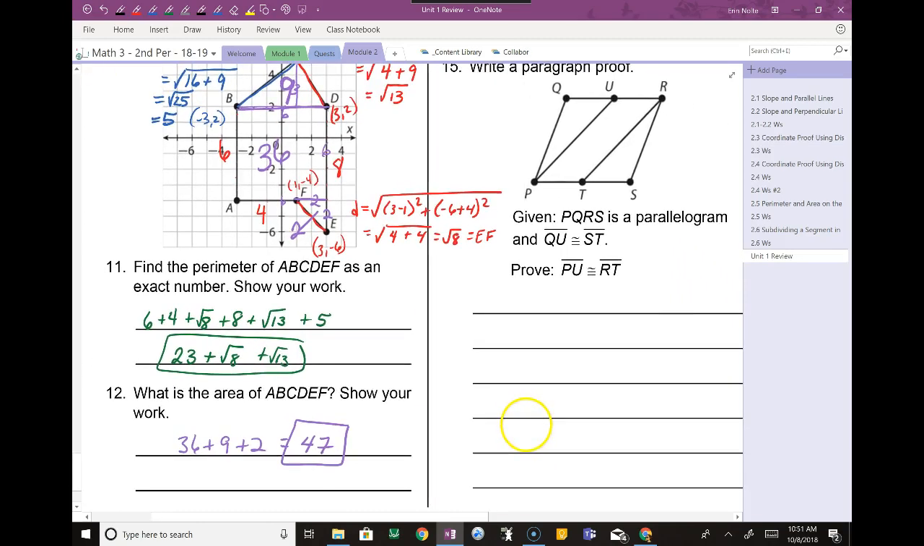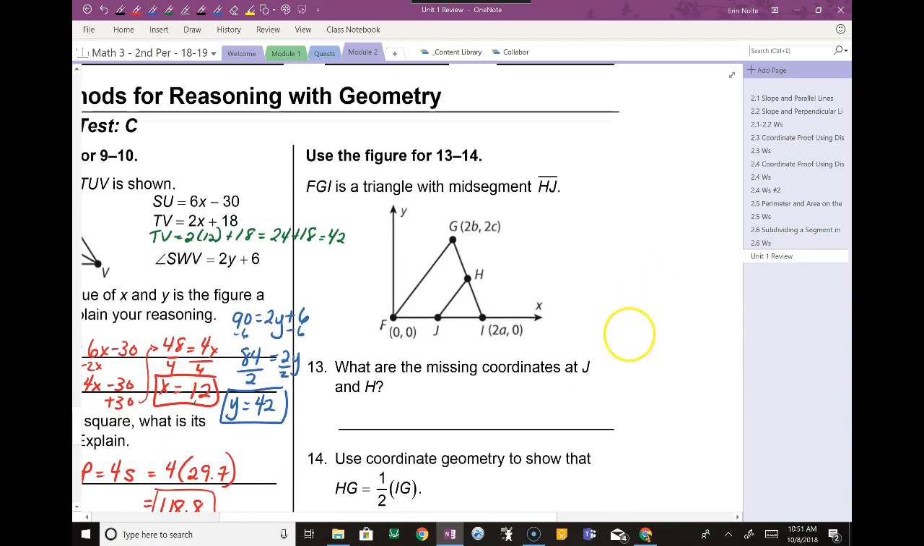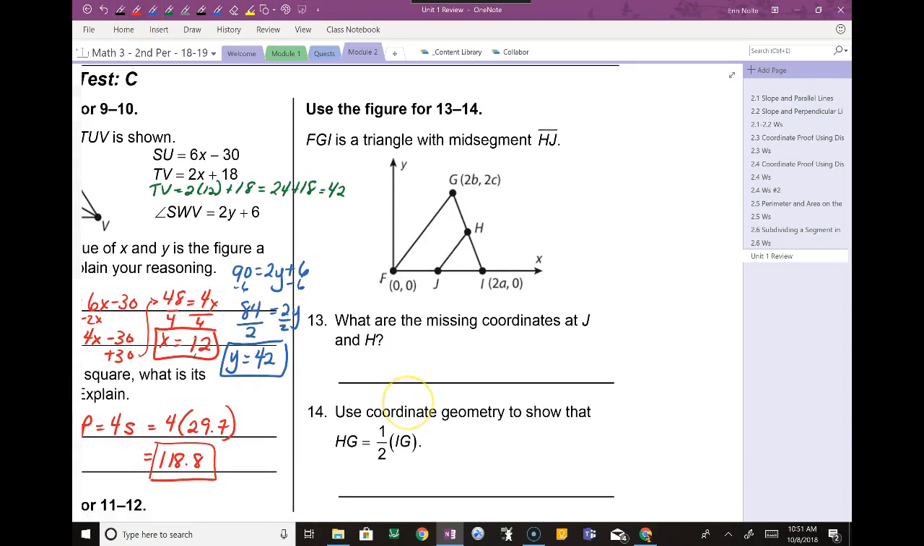All right, almost done here. All right, so question number 13. We have a triangle. The H to J is a mid-segment, meaning the H is the middle of G and I, and J is the middle of F and I. So we have to start by finding the coordinates of J and H. So I'm going to start with J because that's the easy one.